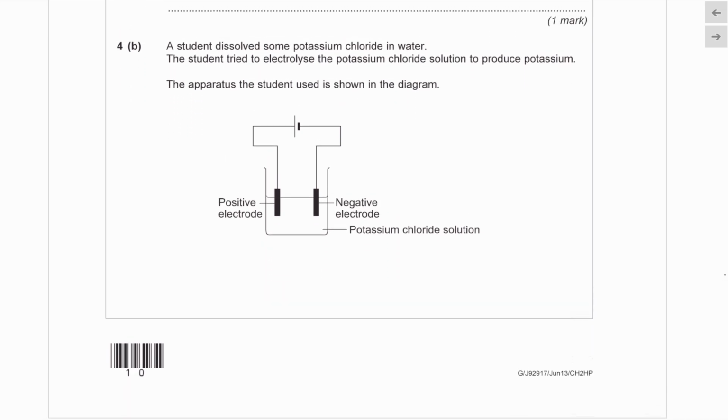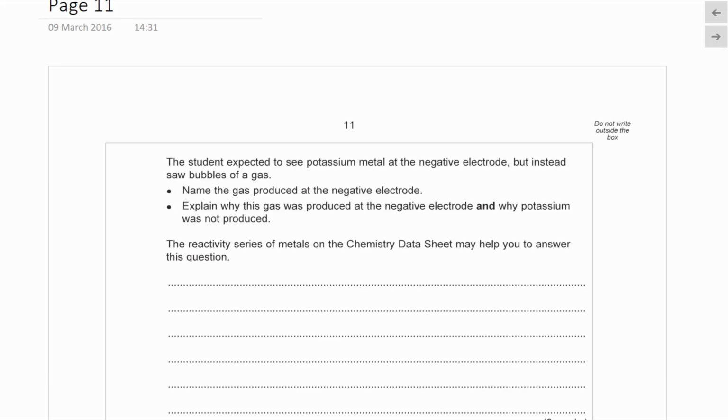All right, so 4b, it says a student dissolved some potassium chloride in water. The student tried to electrolyze the potassium chloride solution to produce potassium. The apparatus the student used is shown in this diagram. Alright, so we've got a positive electrode, negative electrode. They are joined up and we have a power supply here. And we have potassium chloride solution in which the electrodes are submerged. Alright, and so let's turn over and have a look at the question.